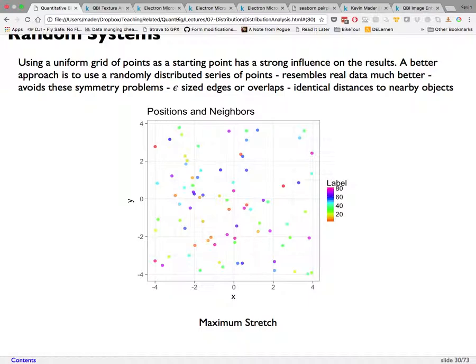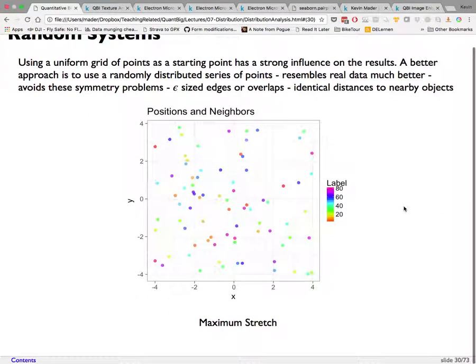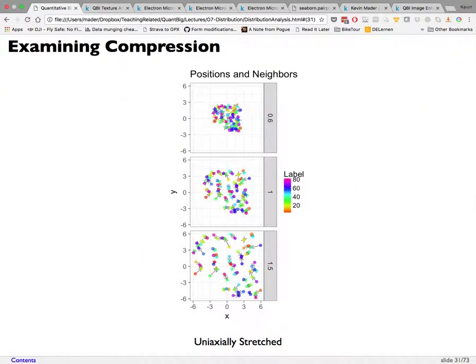Okay, so we'll get back to the random systems that we started talking about before, so that we see that this kind of matches a real-world data set much more accurately. This looks a little more similar to the things we had with the cell images. And this is what we'll use as the starting point for the next tools that we'll analyze.